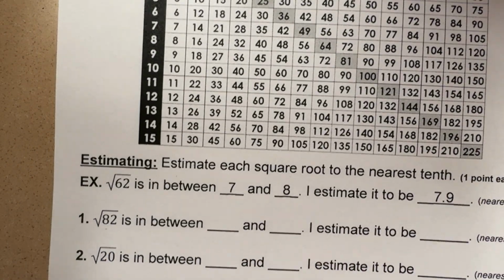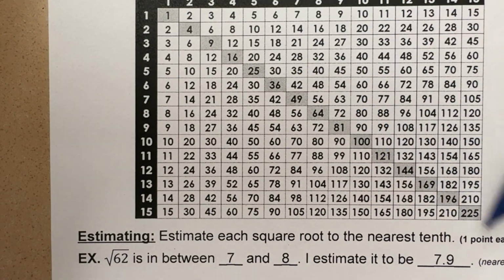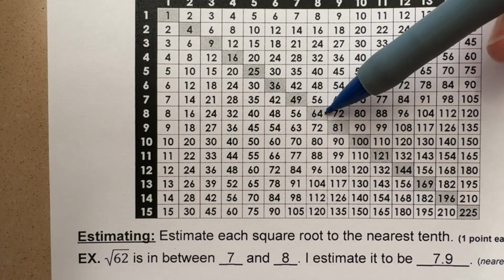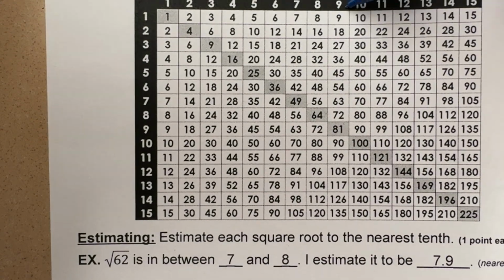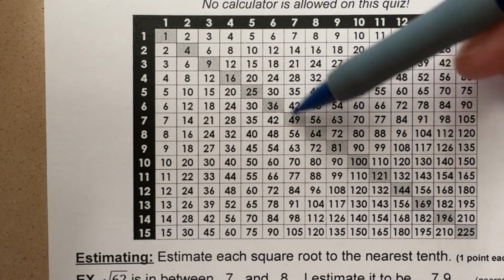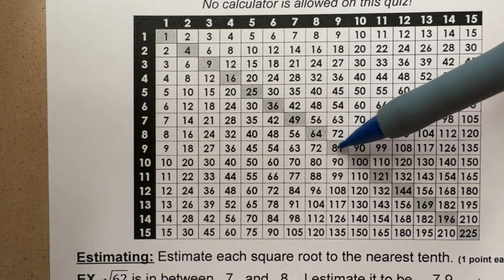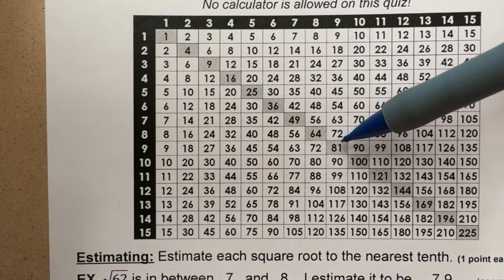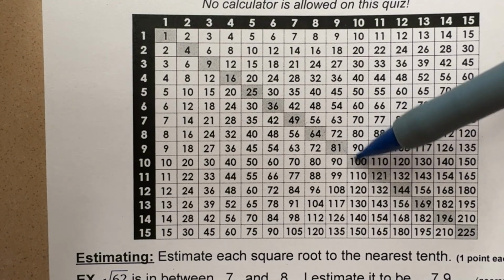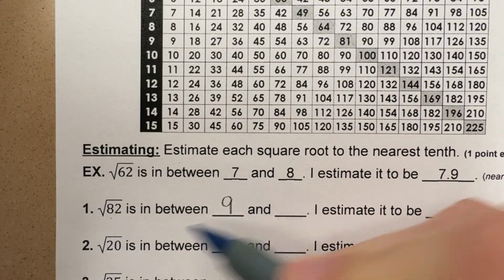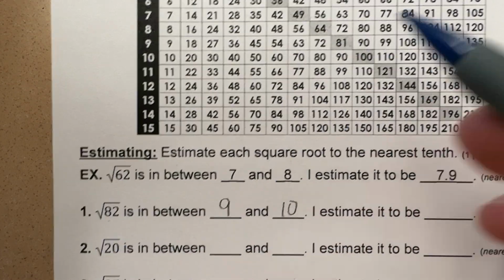Okay, so what I'm looking at is I'm going to look along the diagonal of this multiplication chart, because along the diagonal, look, the square root of 64 is 8. The square root of 81 is 9. The square root of 100 is 10. These are the whole number square roots. Now, 82 is right after 81, so it's going to be in between 81 and 100. So when I take the square root of 81, I get 9, and when I take the square root of 100, I get 10. So this is going to be a number between 9 and 10.